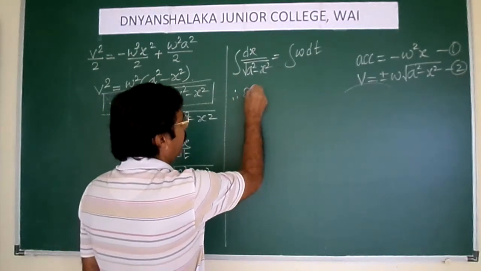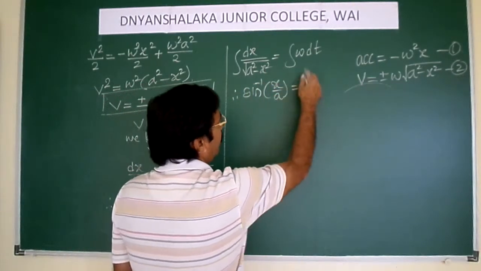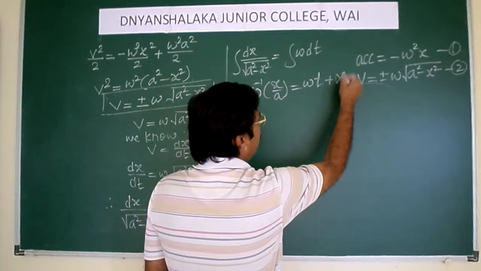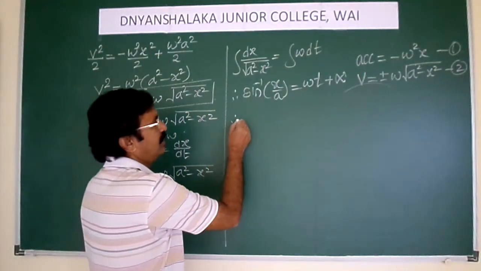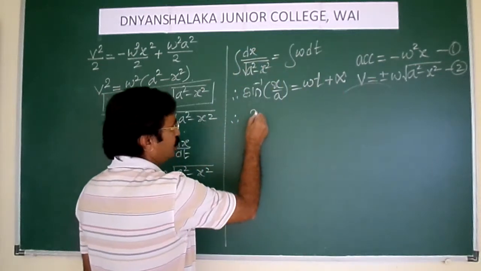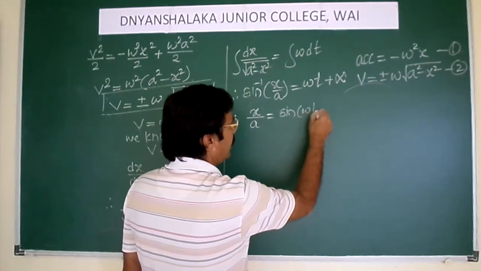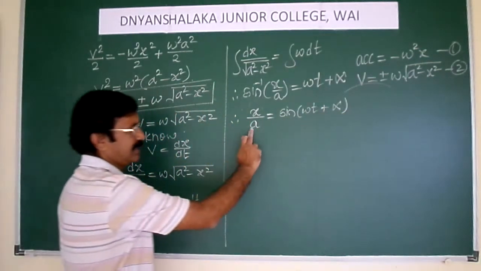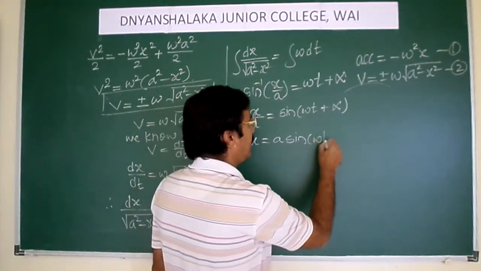Therefore, sine inverse of x upon a is equal to omega, a constant term, times the integration of dt, which is t, plus alpha, which we take as the constant of integration. Therefore, sine inverse will invert the function. It is going to be x upon a is equal to sine of omega t plus alpha. Let us take this a over here. x will be equal to a sine of omega t plus alpha.